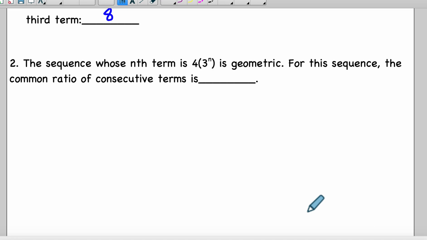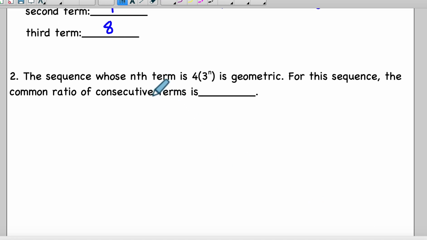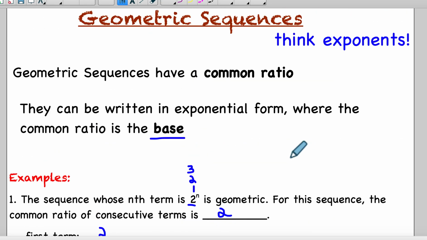All right, so this one here, the sequence whose nth term is 4 times 3 to the n. That's geometric. Again, they didn't need to tell me that. If I see an exponent with an n, that tells me it's going to be geometric. But for this sequence, the common ratio of consecutive terms is whatever number gets the exponent. So this 4 is not part of the common ratio. It doesn't get the exponent. And you wouldn't multiply 4 times 3 and say 12 to the n. Order of operations, you'd have to do the exponent first. So the common ratio here is just the number 3. That's the base. It's the number that gets the exponent.